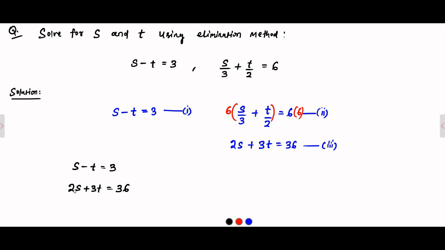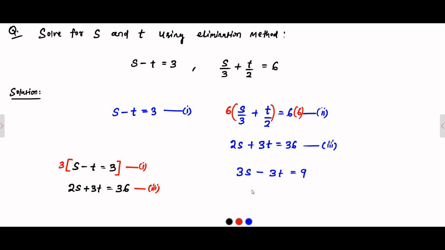So here, how can we do that? See, here it is 2s plus 3t is equal to 36, and here it is s minus t is equal to 3. Suppose we multiply by 3 in this equation. This is equation 1, and this is equation 3. So when we multiply 3 with equation 1, we get 3s minus 3t is equal to 9. Throughout, 3 is multiplied on both sides.